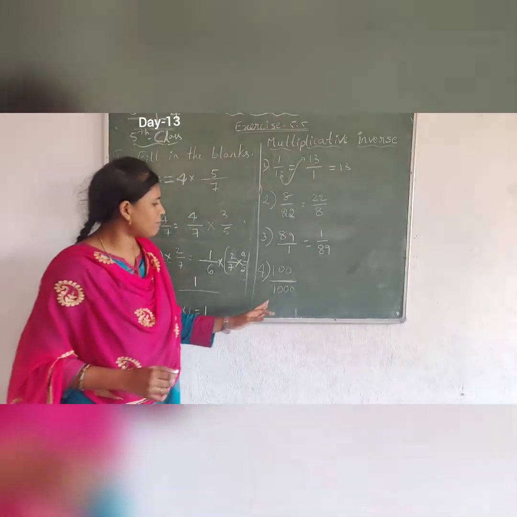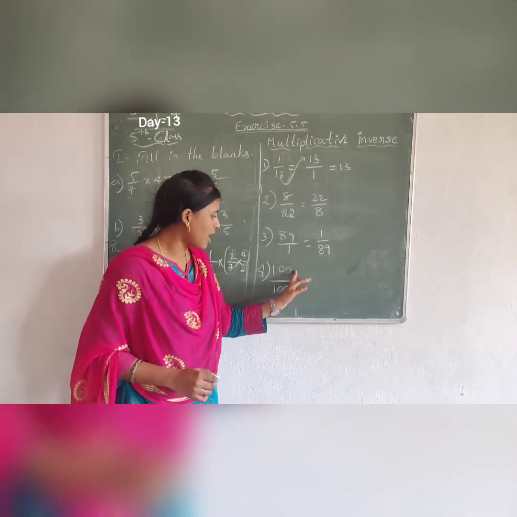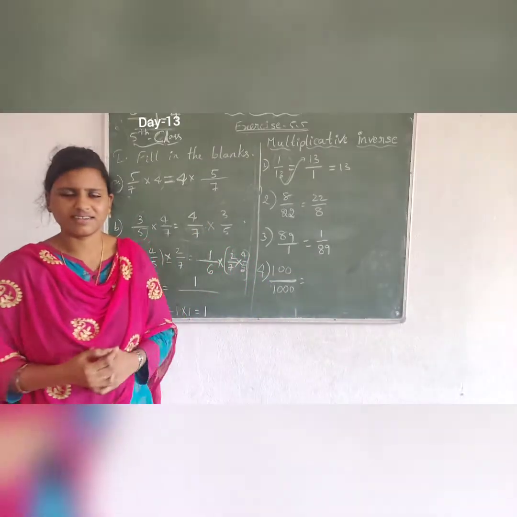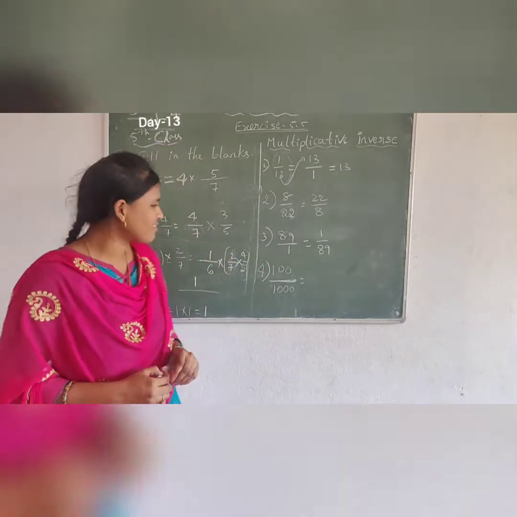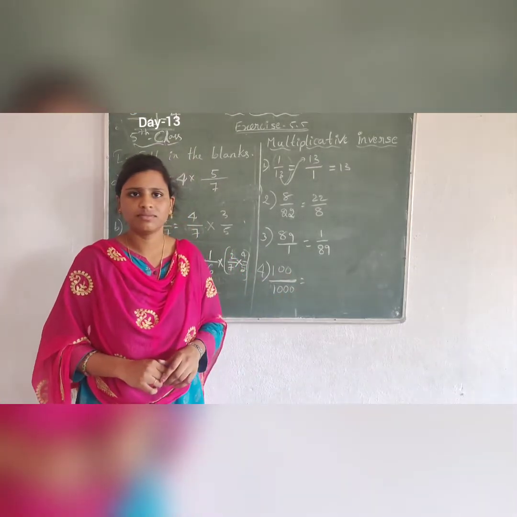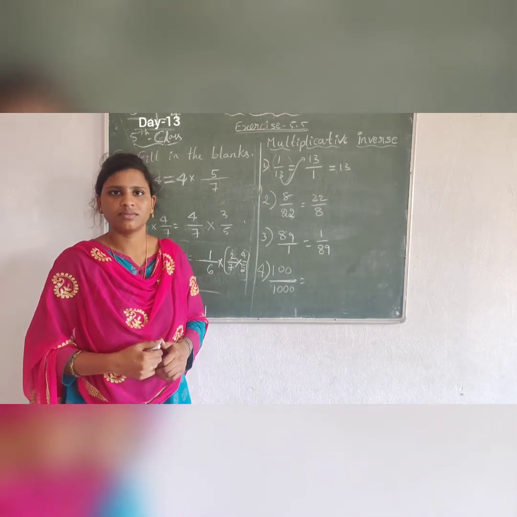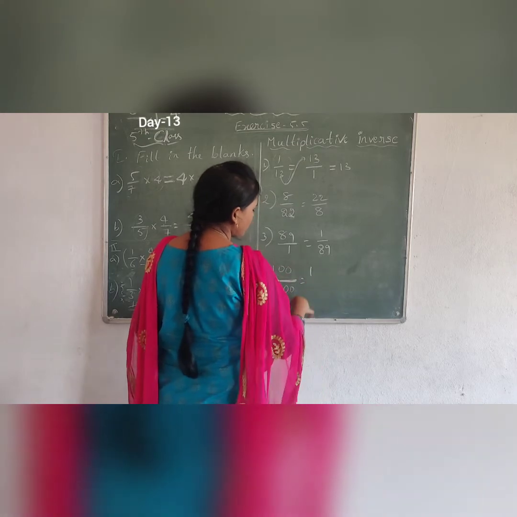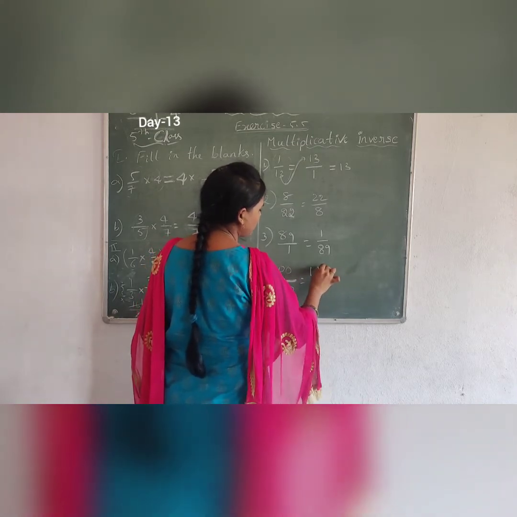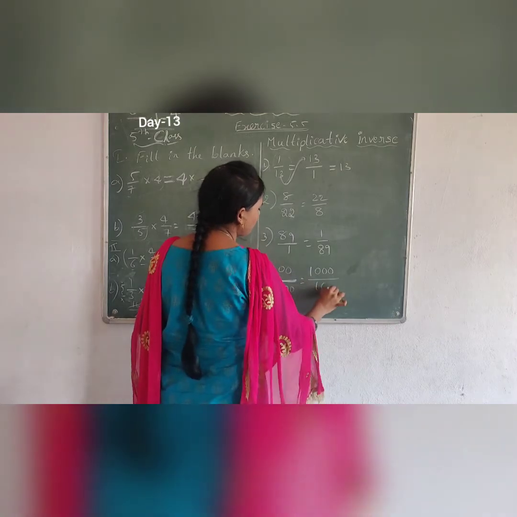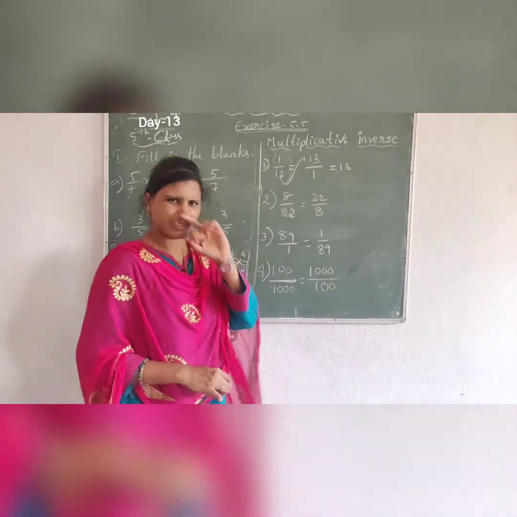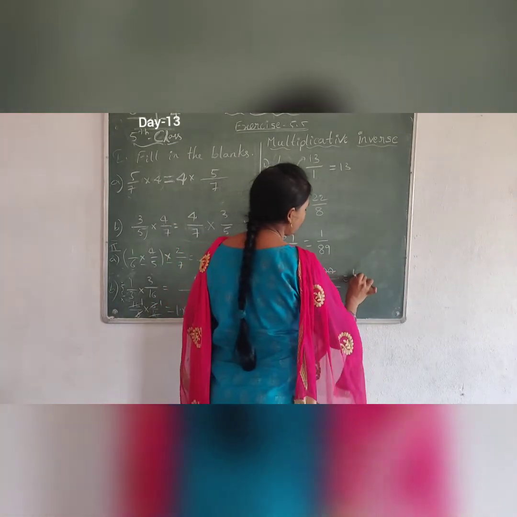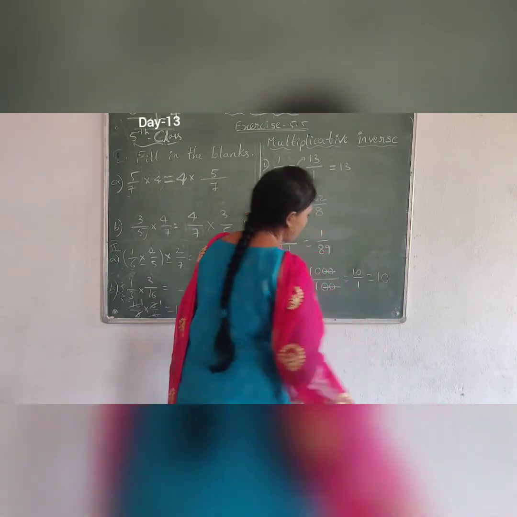Let's take a fourth example: 100 by 1000. You tell me, what is the multiplicative inverse of 100 by 1000? Yes, reverse this fraction. The denominator comes into the numerator, that is 1000 by 100. Here we have 2 zeros and here also we have 2 zeros. The answer is 10 by 1, which is equal to 10.